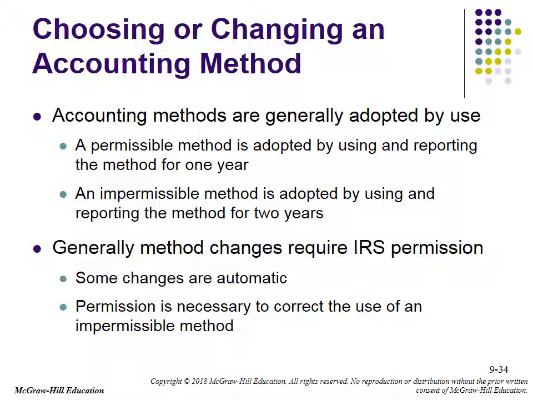Choosing or changing an accounting method. Accounting methods are generally adopted by use. A permissible method is adopted by using and reporting it for one year. Generally, a method change requires IRS permission. So if you wanted to change from cash to accrual, or accrual to cash, or cash to hybrid, you need to seek permission from the IRS to do that. And there are special forms.